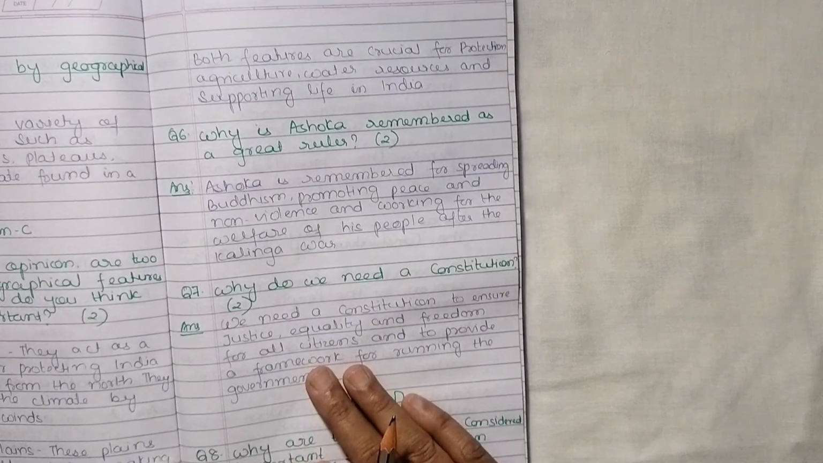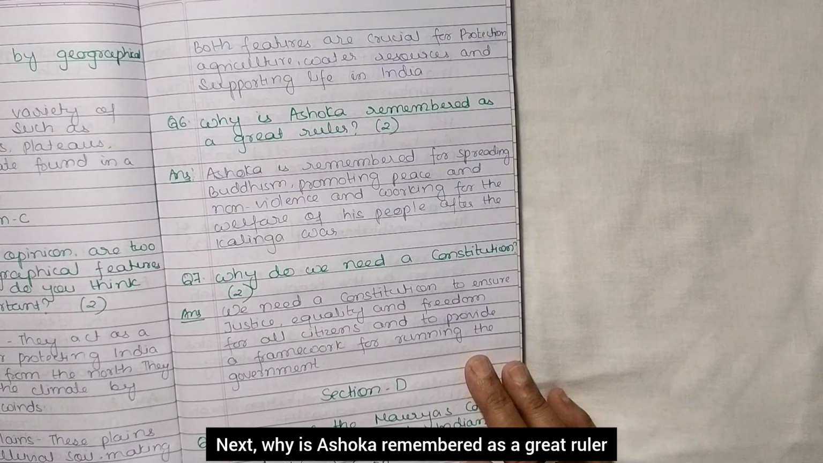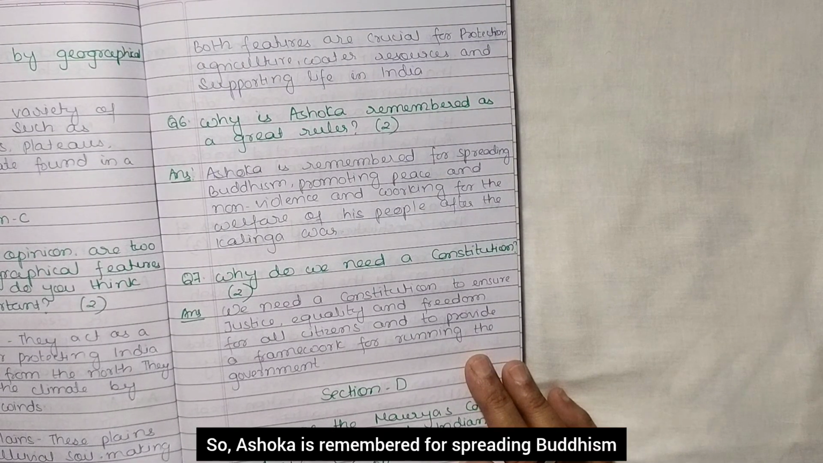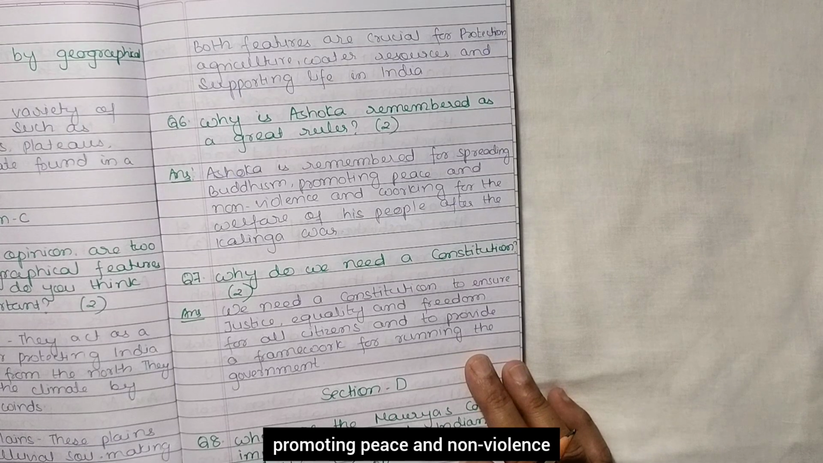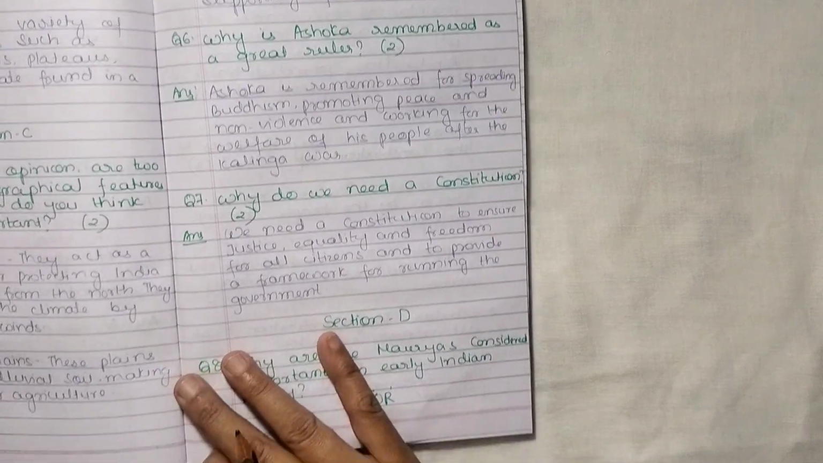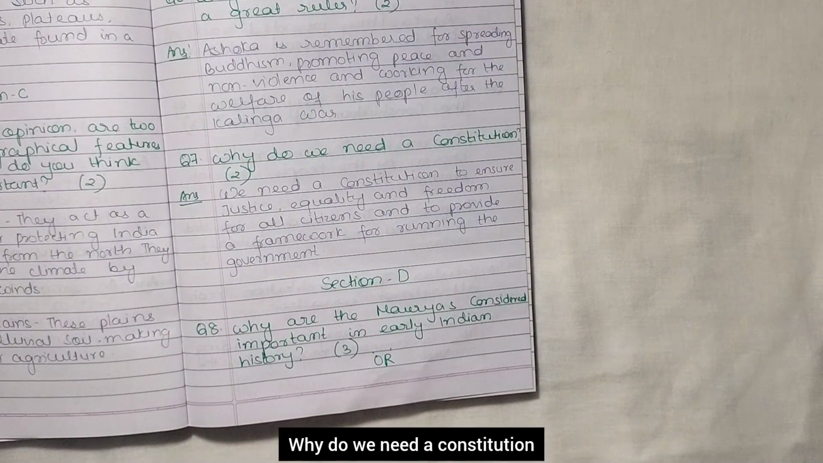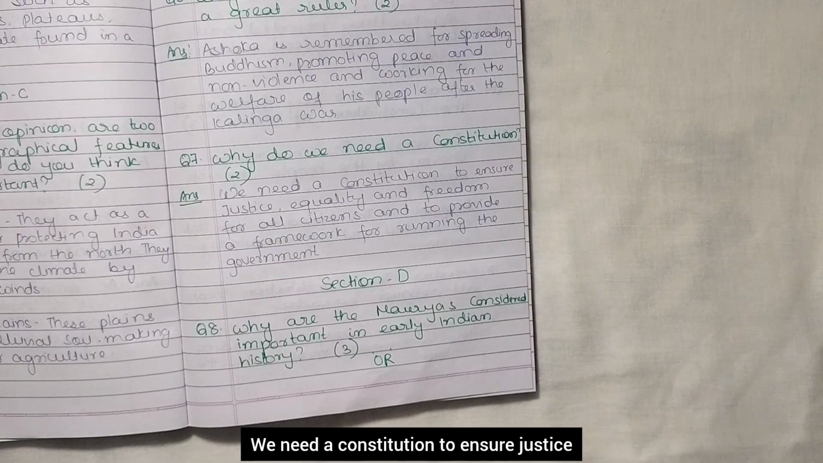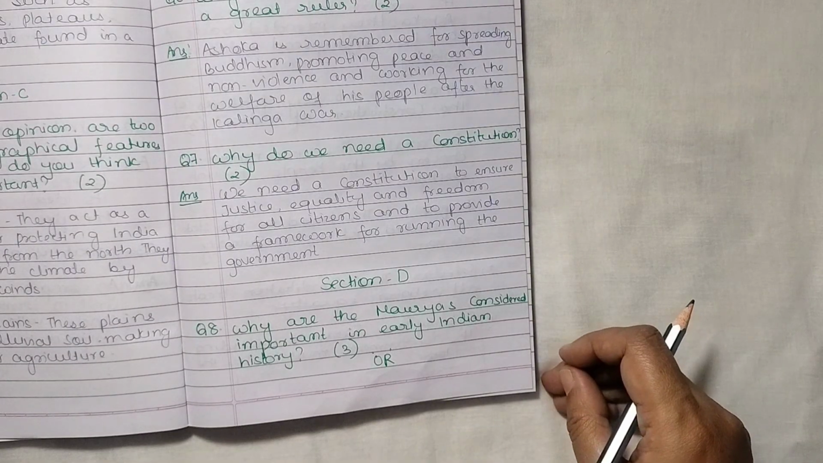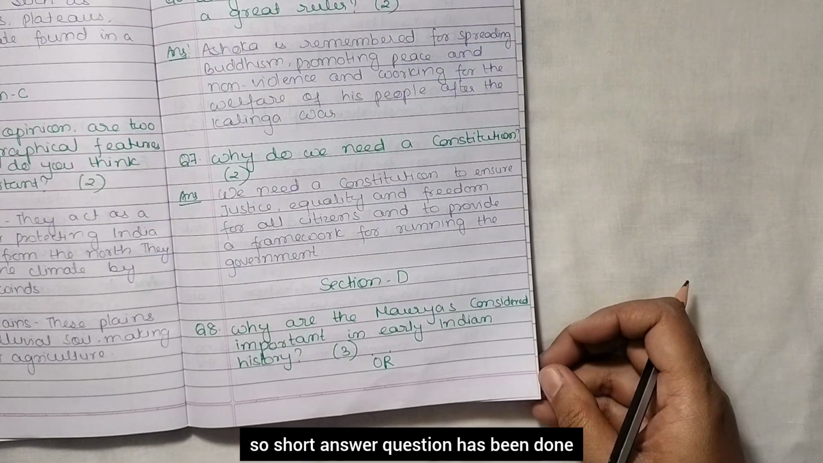Okay. Next, why is Asoka remembered as a great ruler? So Asoka is remembered for spreading Buddhism, promoting peace and non-violence and working for the welfare of his people after the Kalinga War. Why do we need a constitution? We need a constitution to ensure justice, equality and freedom for all citizens and to provide a framework for running the government. Okay. So short answer questions have been done.